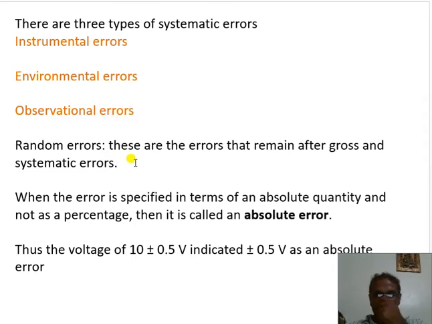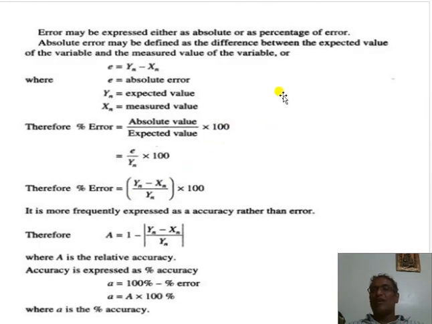And next one is random error. These are errors that remain after the gross and systematic errors. These random errors will be there even after the gross errors as well as systematic errors are removed. When the error is specified in terms of an absolute quantity and not as a percentage, it is called absolute error. For example, a voltage of 10 plus or minus 0.5 is indicated by plus or minus 5, which is an absolute error. So the range is from 9.5 volts to 10.5 volts.